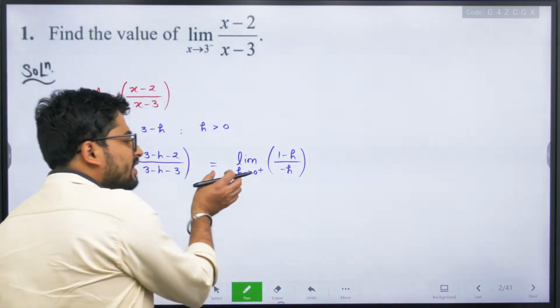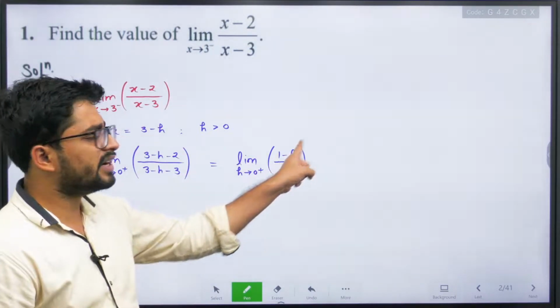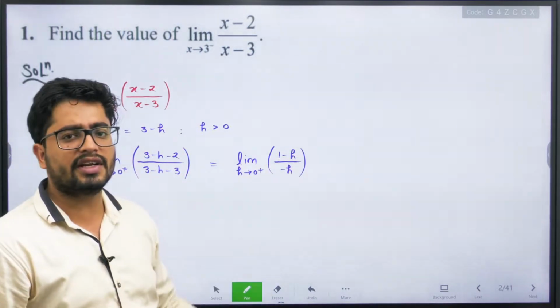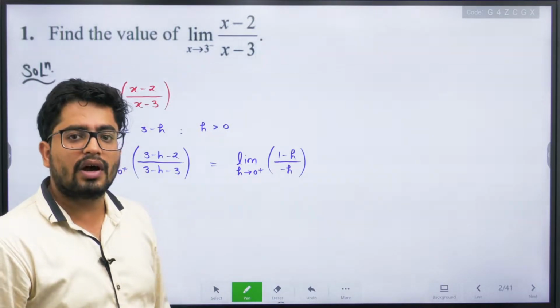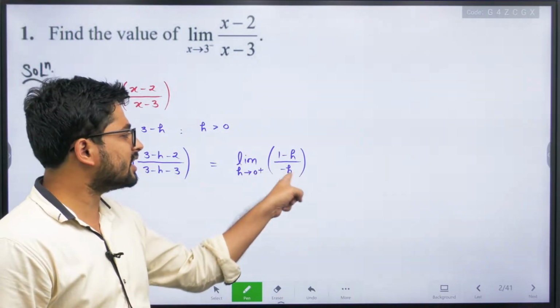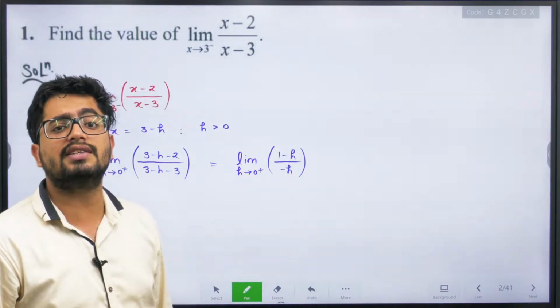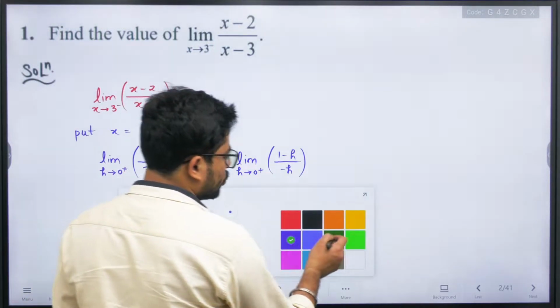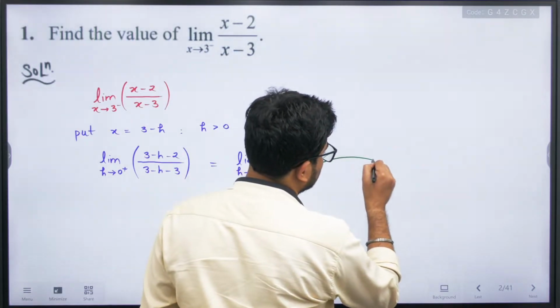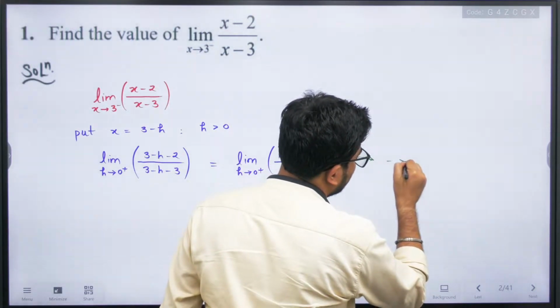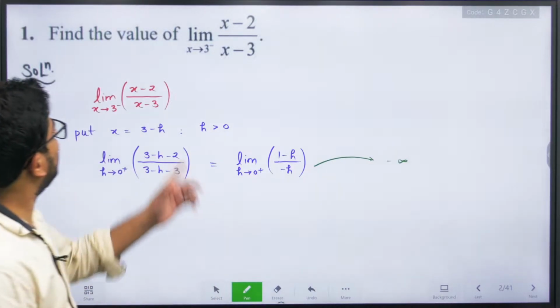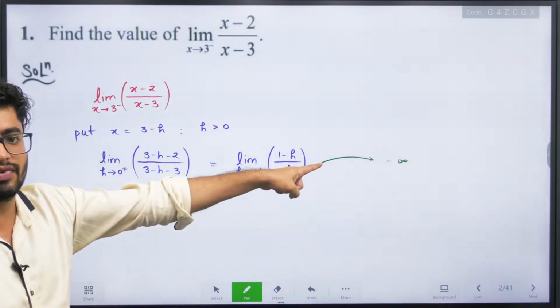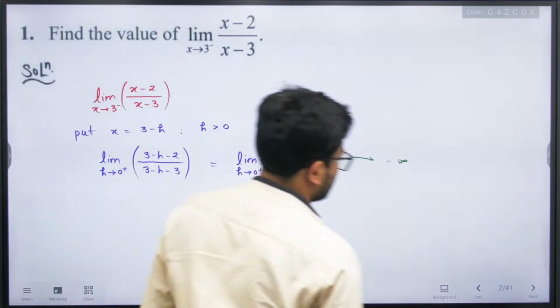Now, whenever h is very close to 0, the numerator is 1 and the denominator is negative and tends to 0. So the whole thing is some finite number upon 0, that is infinity with the minus sign. So this tends to minus infinity. The value of this limit is minus infinity, and this is your final answer.